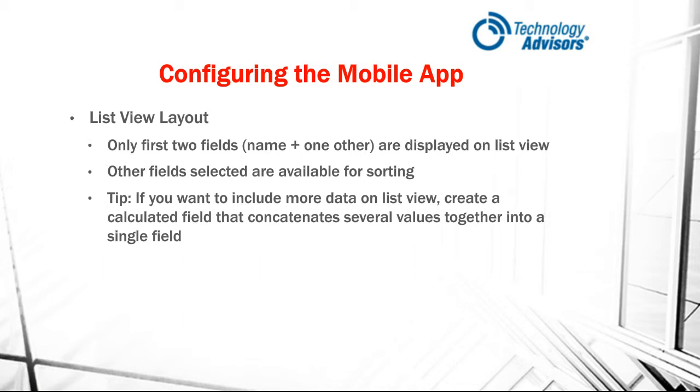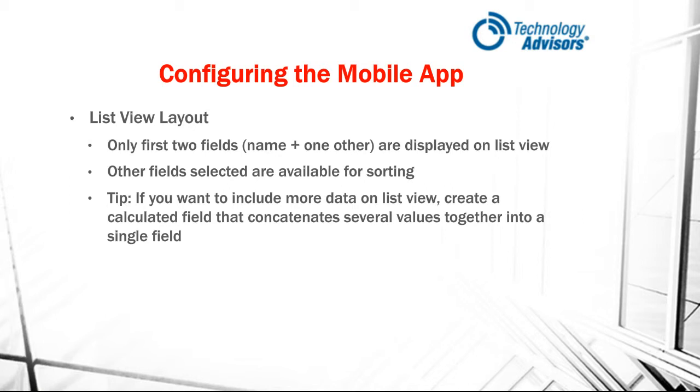So as you might be aware from using the mobile app, when you're looking at a list of records on the mobile app, the screen only has space to show you two data fields. So essentially it's the name plus one other data point that's going to show on the list. You can select other fields on the mobile layout, so it lets you pick more than two. And the reason it does that is because all of the fields that you pick are available in that sort by menu. So any fields that you pick on the list view layout will be available for sorting, but only the first two are going to actually show up as fields displayed in the list of records.